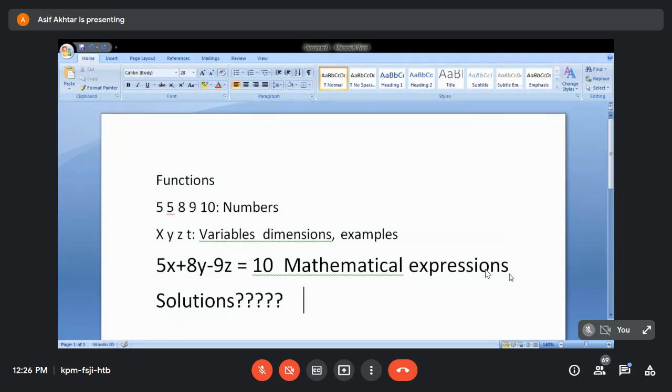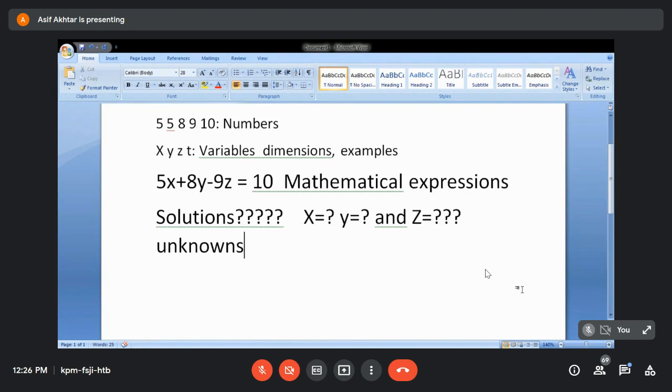Now, what does the solution stand for? We want to know the value of x. We want to know the value of y. And we want to know the value of, for example, z in this problem. So knowing the values of x, y, z, which we call variables, at times we also call them unknowns. This is what the whole exercise is all about.